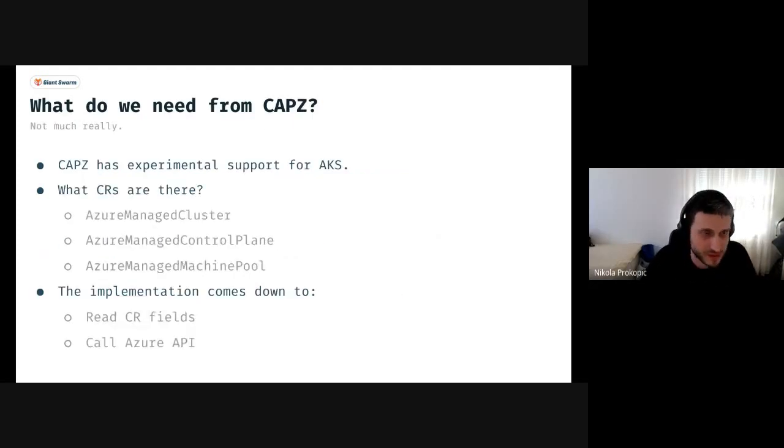So that was CAPI, and from CAPZ, or Cluster API Azure, what we need is the current experimental support for AKS, which is very bare bones at the moment, but not much is needed actually. Even that bare bones can do something. There are just 3 CRs around that: one for representing the cluster, so Azure Managed Cluster, one for the control plane, and one for machine pools. And basically, the reconciliation and implementation of all of these simply comes down to reading those CR values and just calling the Azure API. There is nothing more to it.